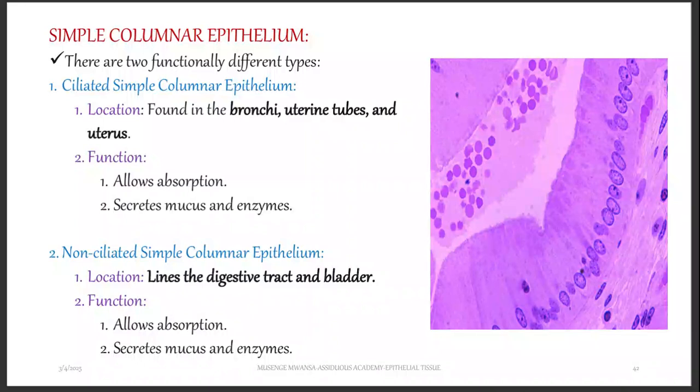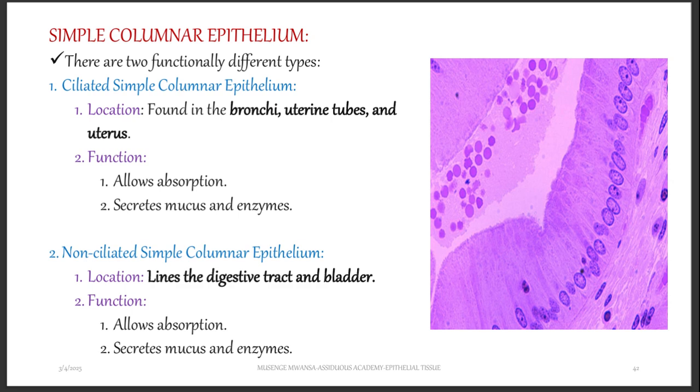Simple columnar, the one where the cells are taller than their width. For simple columnar, you have one that has cilia and one that doesn't have cilia. The one that has cilia, we are going to find in the bronchioles, that is in the respiratory tract, even in the uterine tubes, the fallopian tubes, to be able to push the egg, because cilia are important in pushing things. In the bronchioles, the cilia will be pushing mucus. In the uterine tubes, the fallopian tube, it will be pushing the egg, and also in the uterus itself. So we call it ciliated simple columnar.